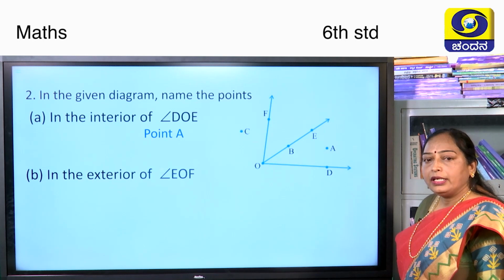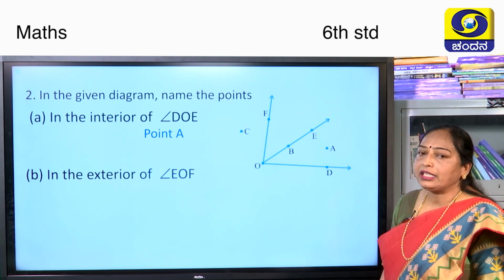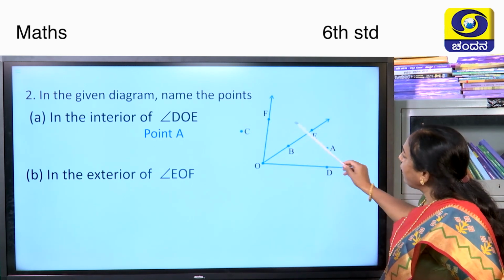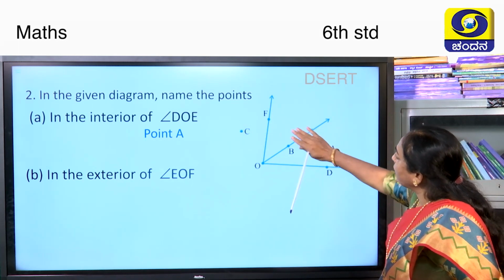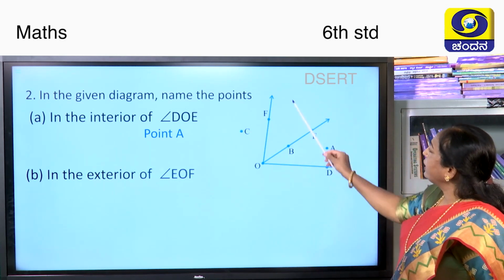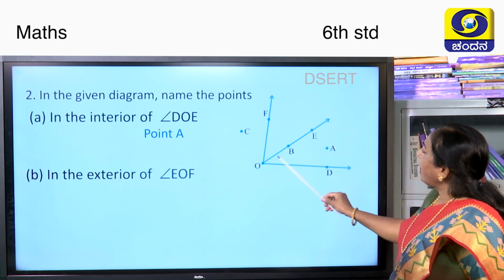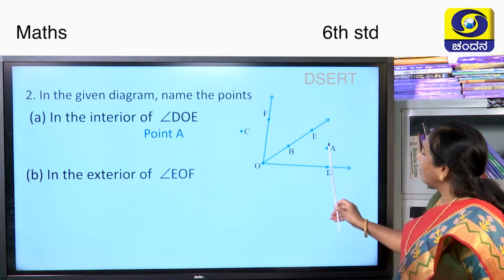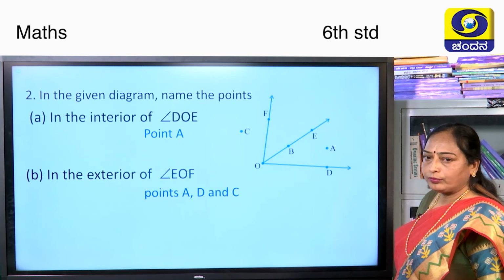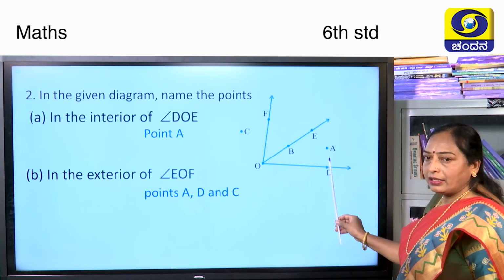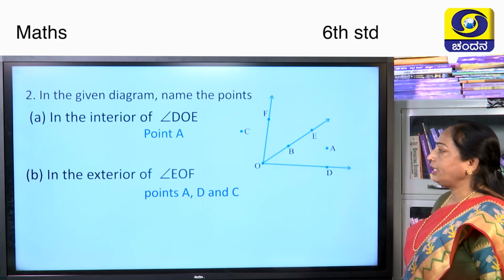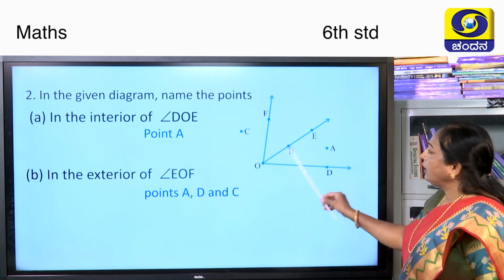Second question, in the exterior of angle EOF. Where is the angle EOF here? Angle EOF, only this part. Which are the points situated exterior of this angle EOF? Point C, point A, point D. Therefore, points A, D and C are in the exterior of angle EOF.